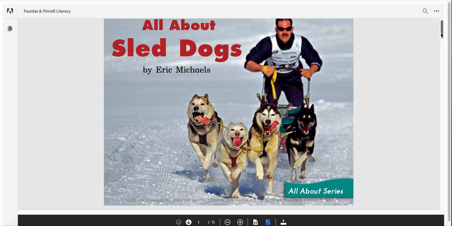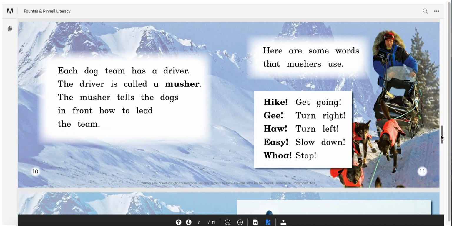Remember some of those commands? I'll go down to that page. Hike, gee, haw, easy, whoa. So as soon as the musher shouts any of these commands or directions, the dogs know exactly what to do. Awesome. So go ahead and write some of those down if you can. Obviously, you don't have to, but if you want to get a little bit better, you may.